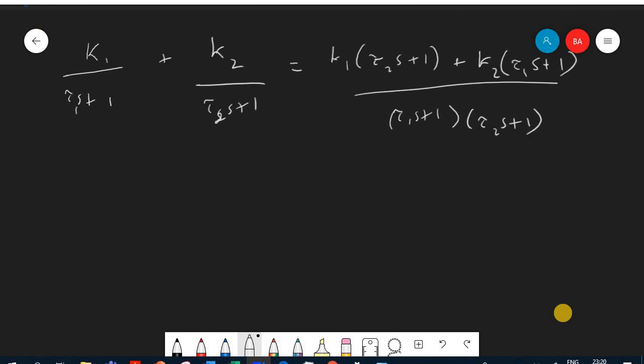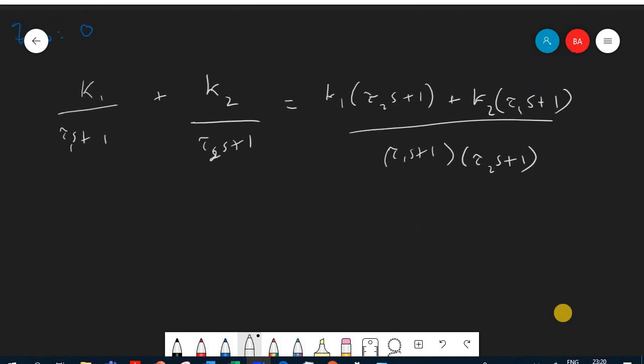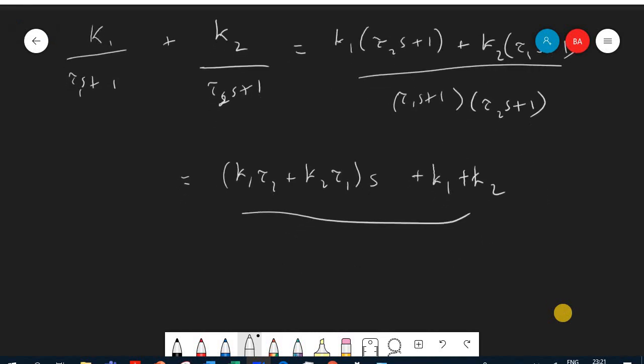And we're going to continue with that, taking common factor for the numerator, where we have k1 tau 2 plus k2 tau 1, s plus k1 plus k2, plus k1 plus k2 over tau 1 s plus 1 and tau 2 s plus 1. So that is the equation that we have, and if I want to put this plus 1, I'm going to just divide by k1 plus k2.